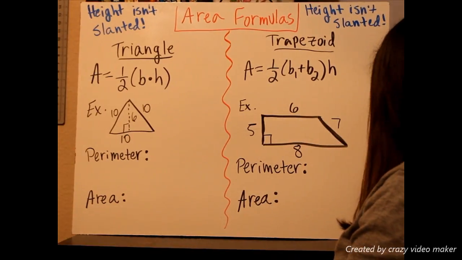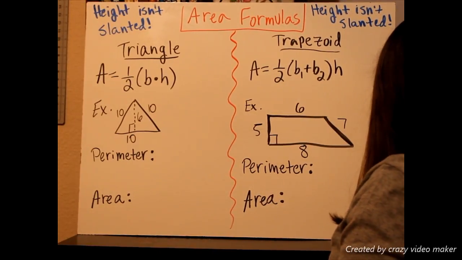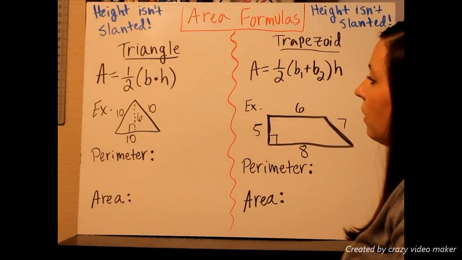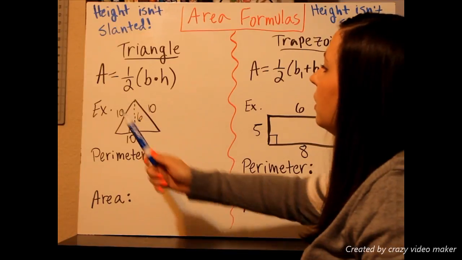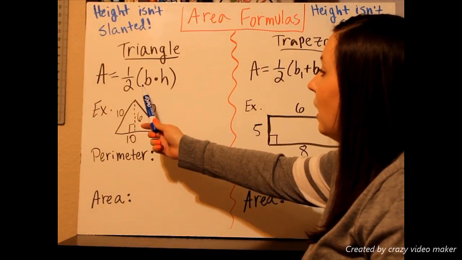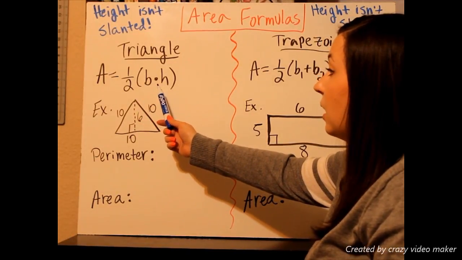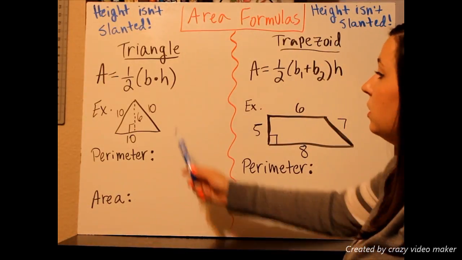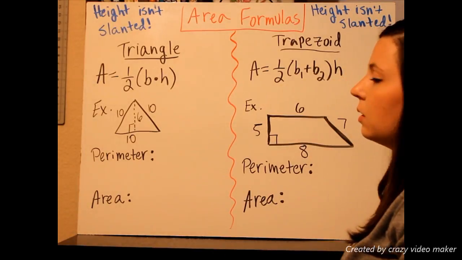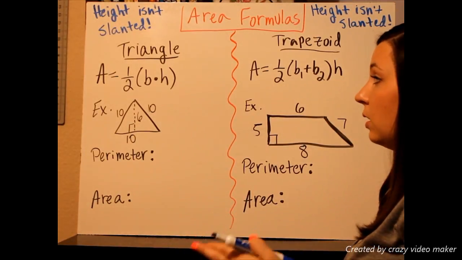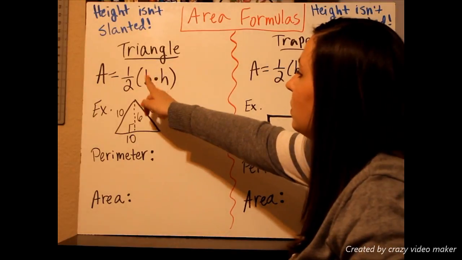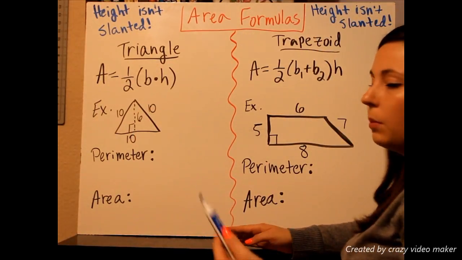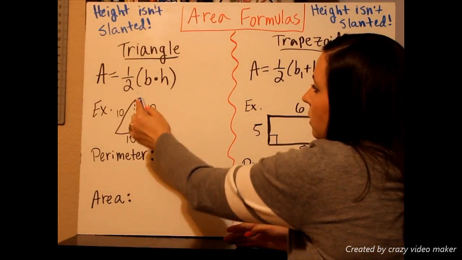So now we're going to move on to triangle. Okay, for the triangle, our area formula is 1/2 times the base times the height. So here you're going to follow your order of operations. You see these parentheses? You're going to take the base and the height and multiply those together first, and then you're going to multiply that product by 1/2. Okay? And again, perimeter, just the outside measure.